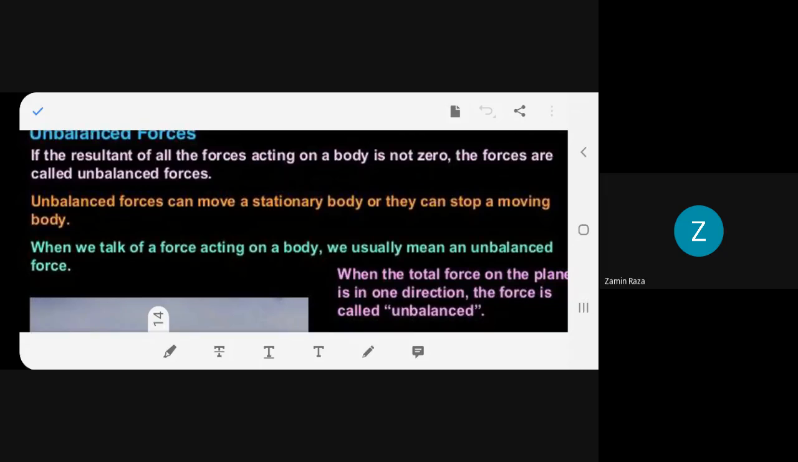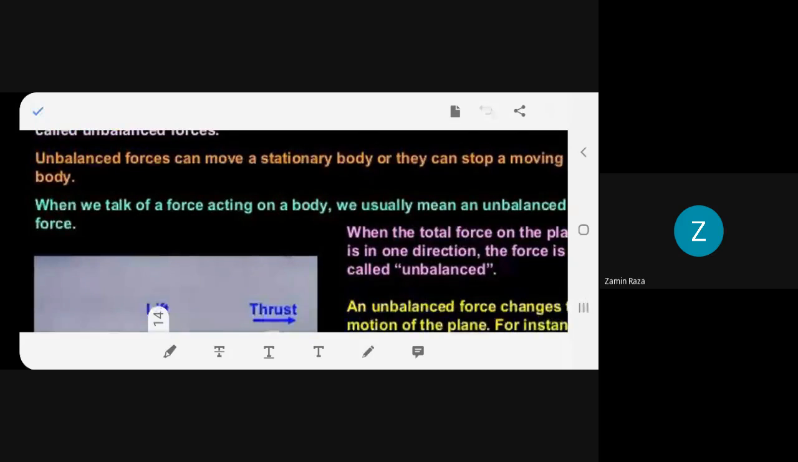So what will unbalanced force do? Unbalanced forces can move a stationary body or they can stop a moving body. All of you agree? Yes, ma'am. Okay.